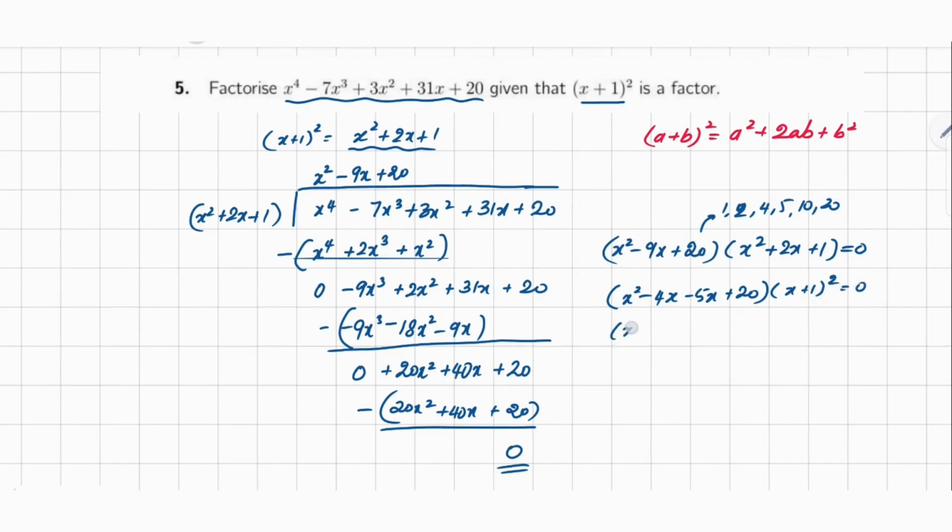This can be simplified as x minus 4 minus 5 times x minus 4. And that gives us x minus 5, x minus 4 times x plus 1 the whole squared equals 0, which is the answer.